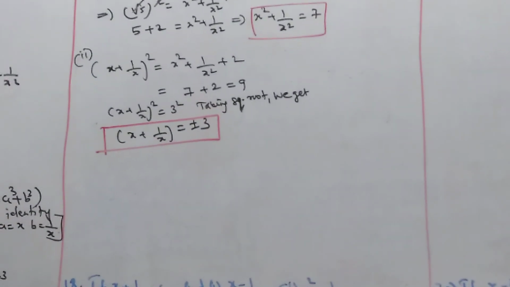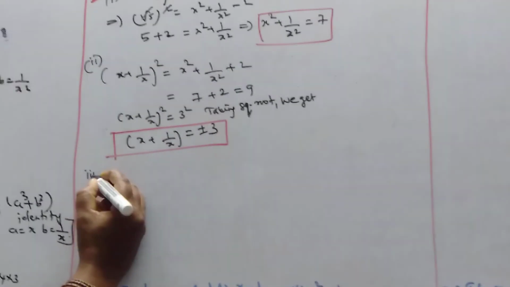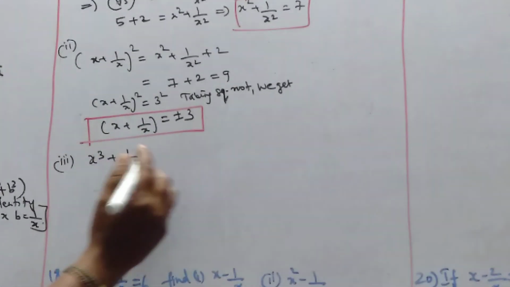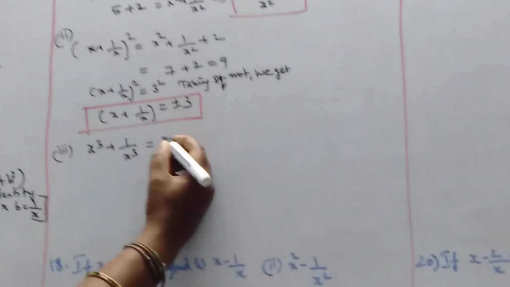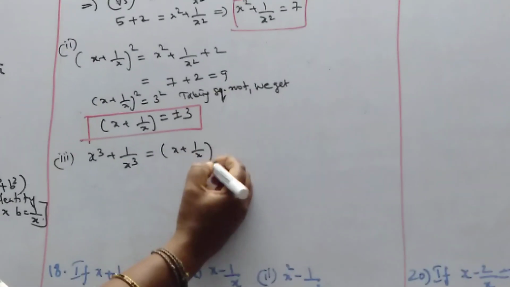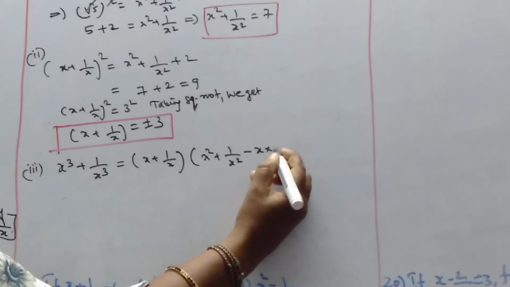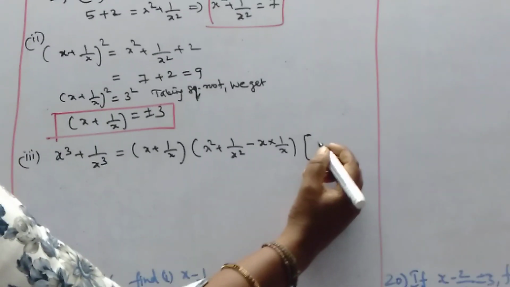Then the last subdivision of this particular question is x cube plus 1 by x cube. That is in the form a cube plus b cube, which is (a plus b) into (a square plus b square minus ab). That is using the identity.